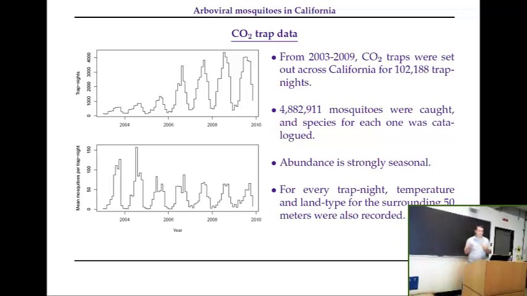For every trap night, in addition to the number of mosquitoes that were caught, we have the temperature at that trap, and the land type for the surrounding 50 meters. And obviously, if you go 50 meters out, you're not going to have one type of land type, so we have a breakdown of 50% grasslands and 50% pasture, for example, for a particular place. What we're going to try to do is figure out what the effect of seasonality is, what the effect of temperature is, and what the effect of land type is.